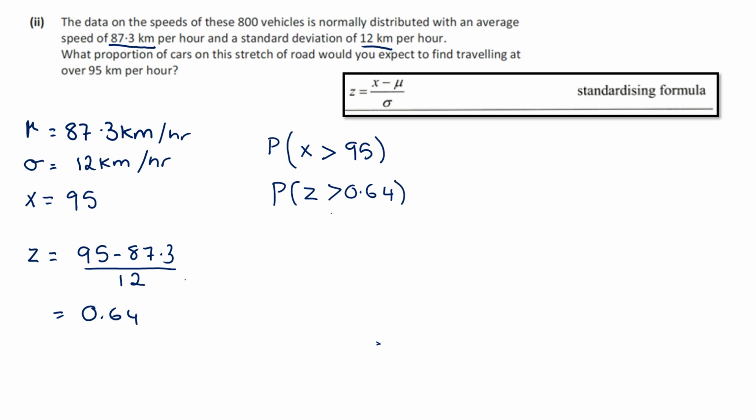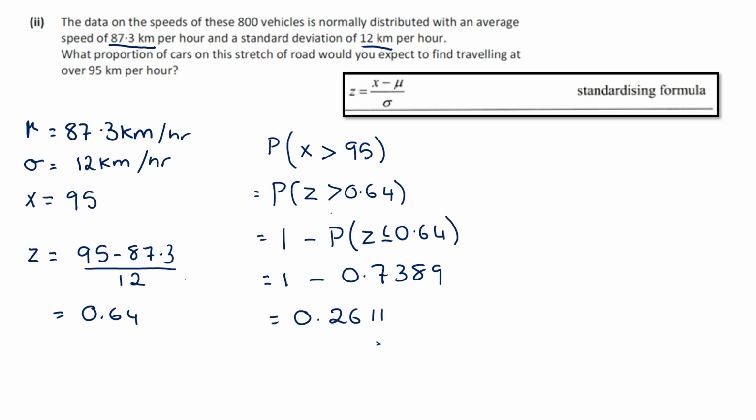So now we're going to work that out. I can't actually work that in the calculator, or in the log table. So we're going to do 1 minus p is z is less than or equal to 0.64. And that is 1 minus, looking that up in the log tables, we get 0.7389. And that gives us 0.2611, which is 26.11%.